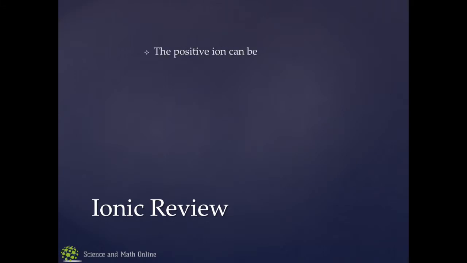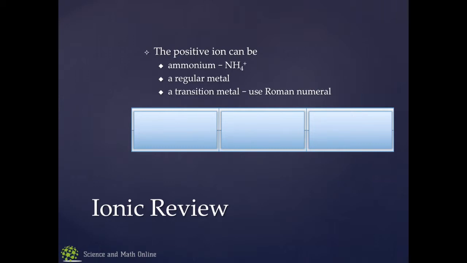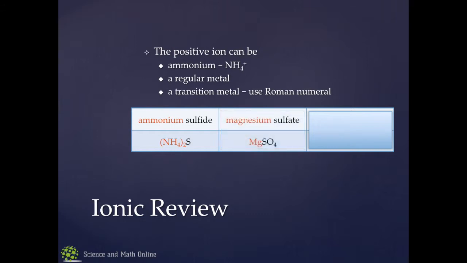Okay. Because positive ions can be one of three things: ammonium, a regular metal, or a transition metal. For example, ammonium sulfide, or magnesium sulfate, or lead 2 chloride. You've got to look at that positive ion, figure out what it is, how it behaves, and if it needs a Roman numeral. And if it doesn't need a Roman numeral, then you just write the name and you're done. Positive ions are the easy ones.